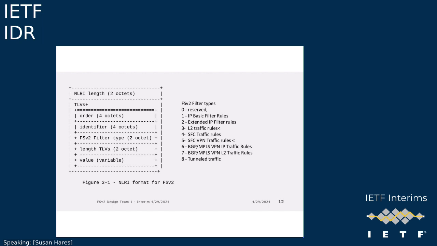Everything beyond number one, we've got designs for, but we're open to talk about. There's L2 traffic rules, which you'll see in the L2 VPN, and the SFC traffic rules, which right now are only in the IP filters. There are only SFC traffic rules with actions, the VPN traffic rules for SFC. So these types are what Donald and I thought might be good. And we can talk about them, and that's why we need feedback.